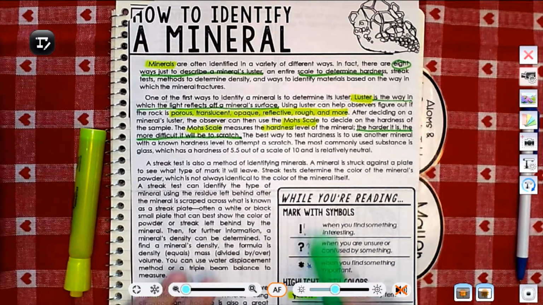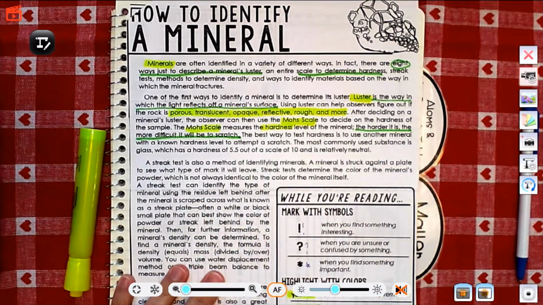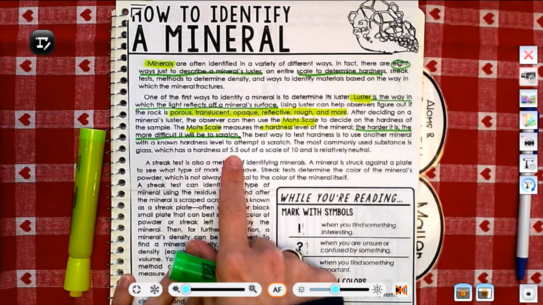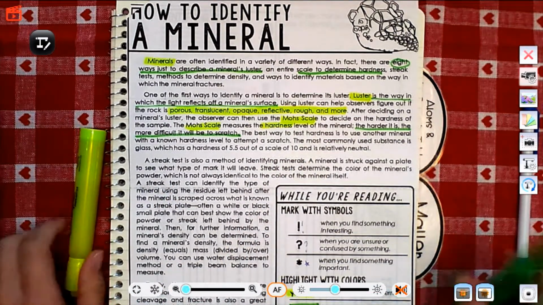The best way to test hardness is to use another mineral with a known hardness level to attempt to scratch it. The most commonly used substance is glass, which has a hardness of 5.5 out of a scale of 10. So it's right around the middle.